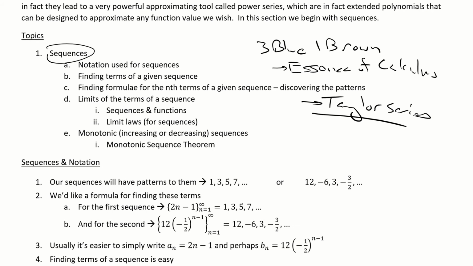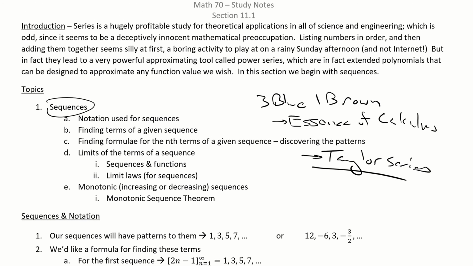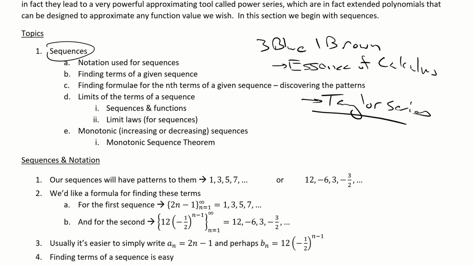It's pretty exciting stuff, but we have to start at a very simplistic spot here. It's a boring activity on a rainy afternoon, basically: you think about strings of numbers in order. So the topics are the notation that we use in math for sequences, finding the terms, finding a formula for the sequence, finding limits, and then finally a quick look at monotonic or increasing/decreasing sequences.